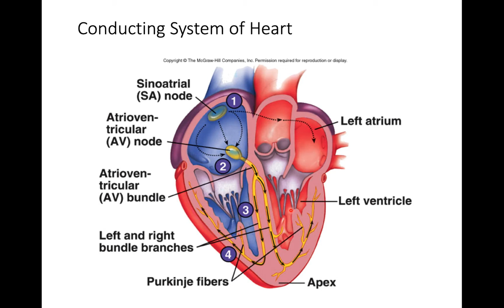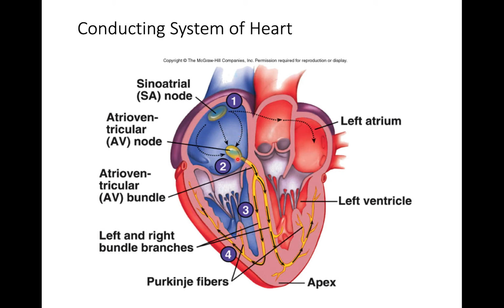Everything in yellow is part of that conduction system. We start at the upper right region at the SA node. The SA node conducts electricity. The electricity shoots down the right atrium, across the top of the atria to the left atrium, and on its way down, it's going to then encounter the AV node.